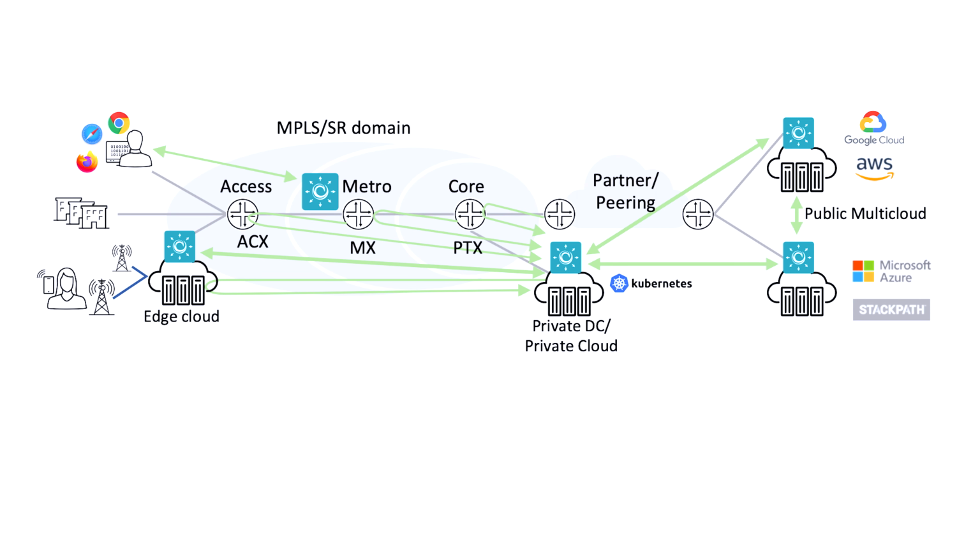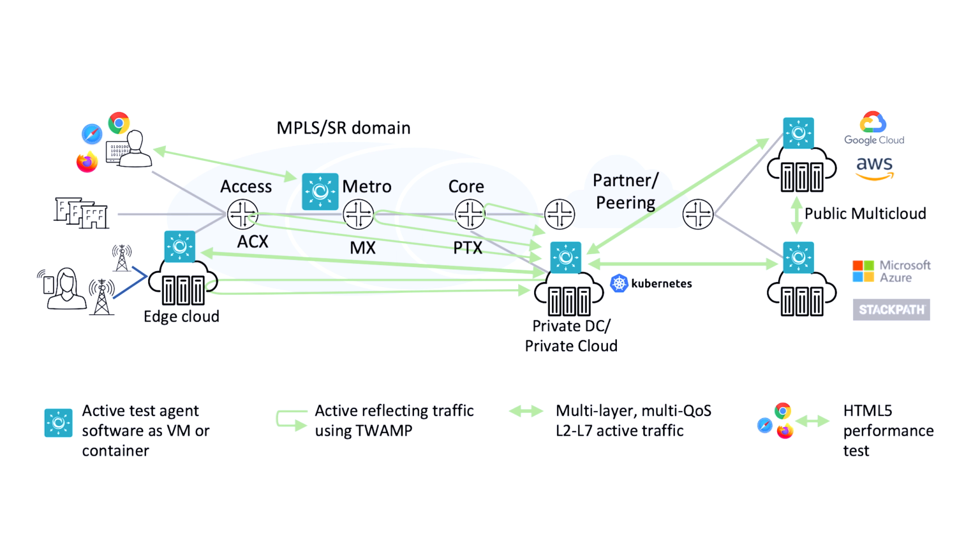With Active Assurance from Juniper Paragon, you can ensure you deploy high-performance connectivity first time, every time, delivering differentiated customer experiences throughout the service lifecycle. It's easy to use, flexible, and scalable. Active Assurance, a Juniper Paragon use case.